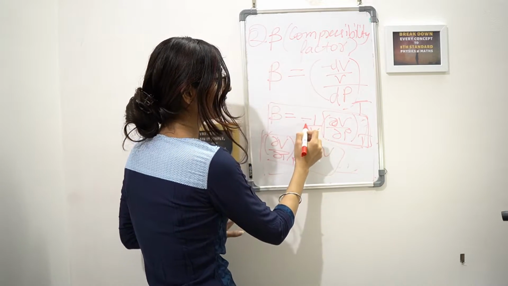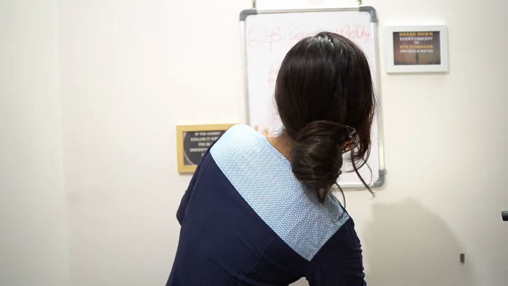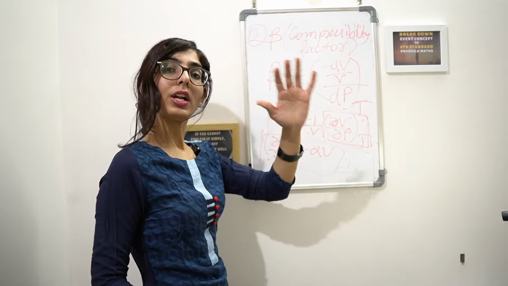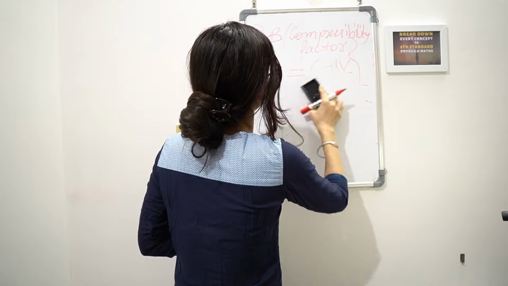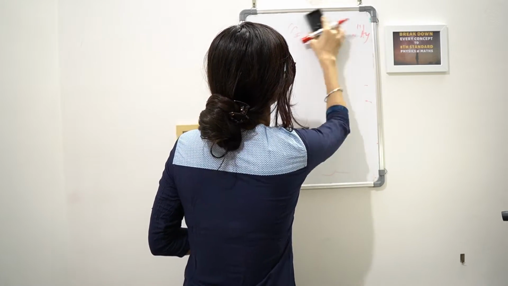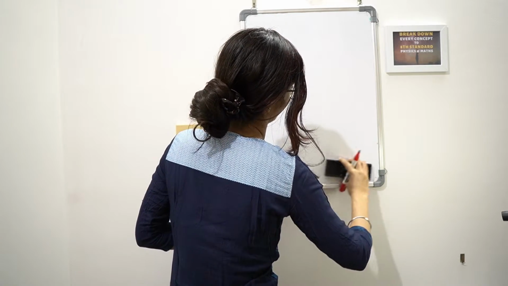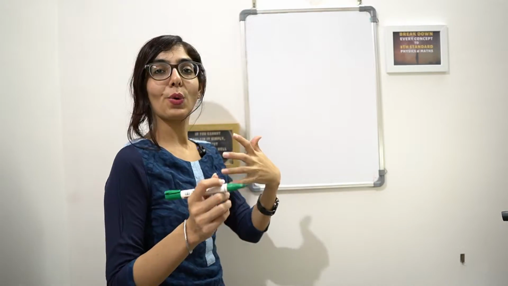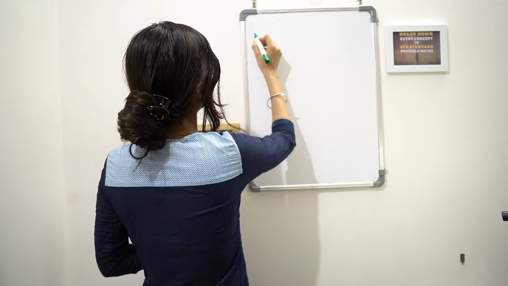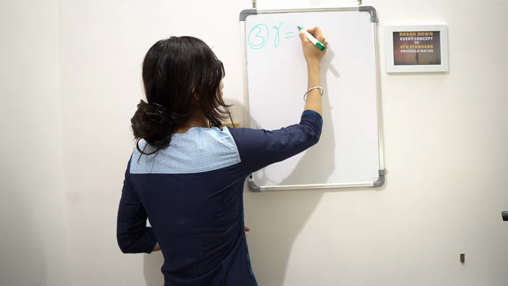So this is the thing with beta. It is minus 1 by V del V by del P at T. This is the beta. This was the second thermodynamic coefficient. Now let's talk about the third one. So the third one is gamma. Let's write it. The gamma, it is temperature based.